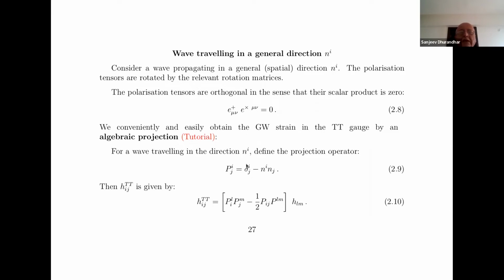For a wave traveling in the Ni direction, define the projection operator to be Pij equal to delta ij minus Ni Nj. So why is this a projection operator? Because, what is a projection operator? It projects to a lower dimension. Okay, so this is projecting from three dimensions to a two-dimensional subspace orthogonal to Ni. Or it's a two-plane. It projects to a plane whose normal is n.